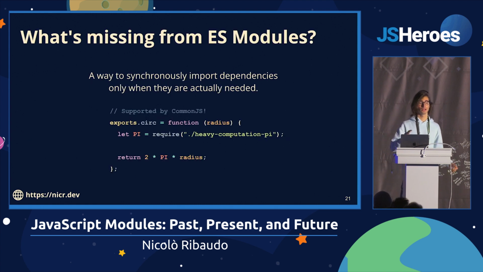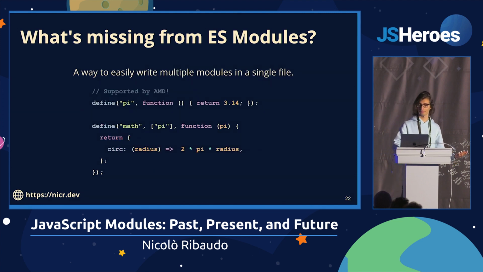For example, CommonJS supported lazily loading some dependencies. So let's say that this module that just exports pi is very heavy to execute, and so you only want to execute it when you actually need to run that code. With CommonJS, you could easily move your require call from the top level to something else, to lazily import modules. And with ES modules, it's not possible to do this synchronously.